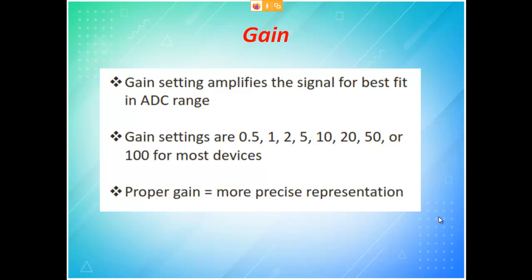Then comes gain multiplication. Gain settings are like multiply by 0.5, multiply by 1, 2, 5, 10, 20, 50, 100 for most of the devices. With proper gain, we should not go for more or we should not go for less. The correct percentage of multiplication will give you a good result.